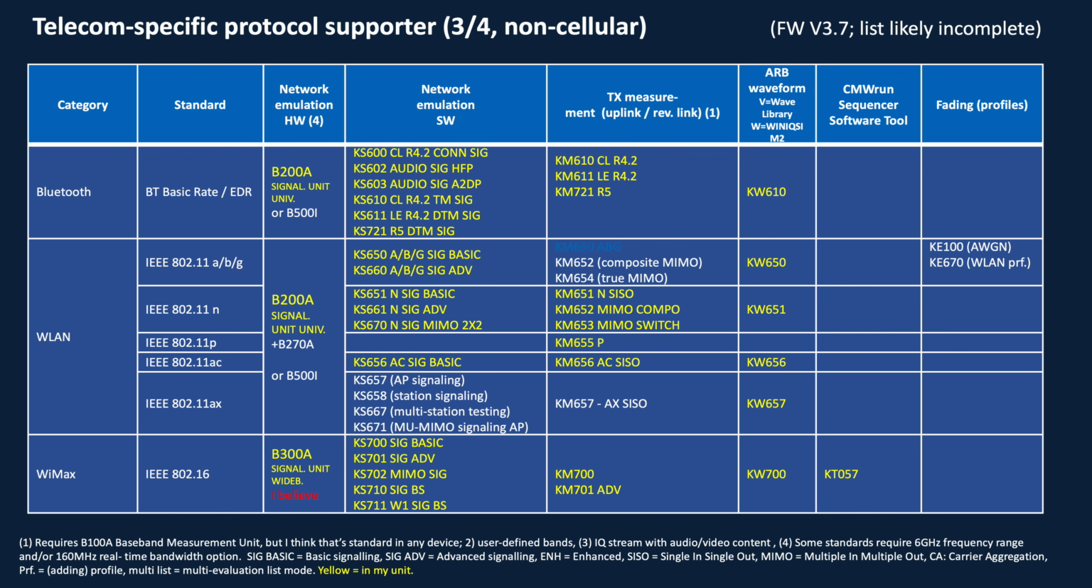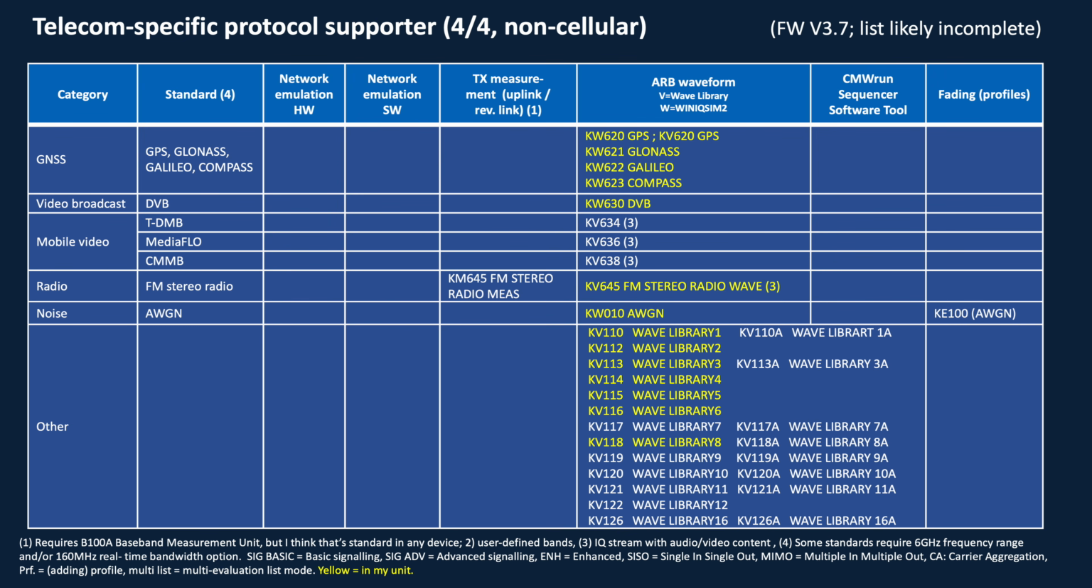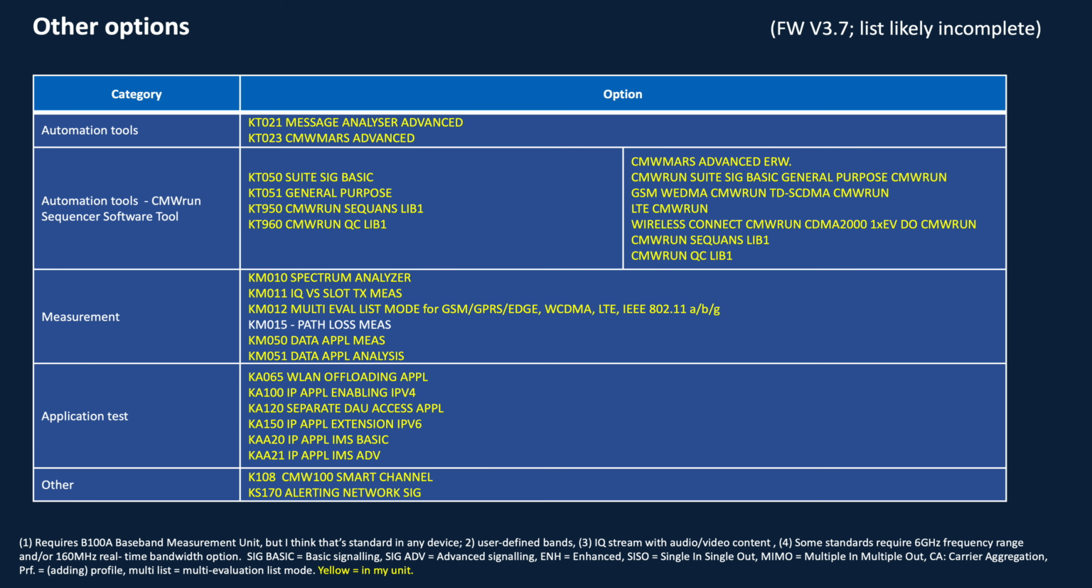Then there's Bluetooth, Wi-Fi, WiMAX, many more options. There's satellite navigation, video broadcasting, radio, other types of waveform functionalities. We're still not done. We have all this type of automation and test stuff. Now don't get discouraged, because if you want to use this device as a generic measurement instrument, the world is actually much simpler. I'm going to present that to you now.